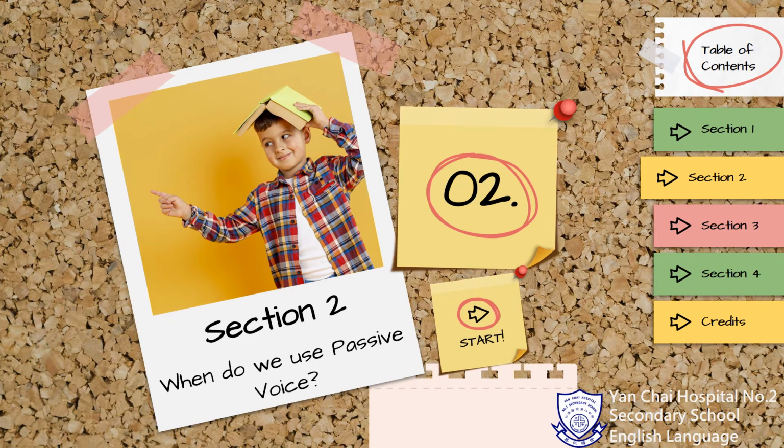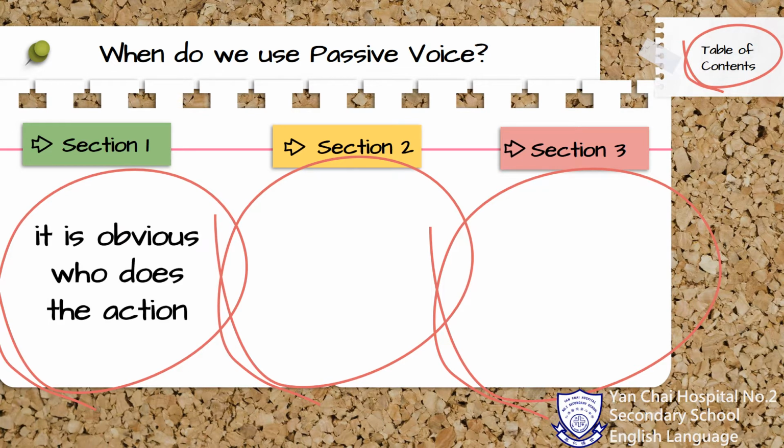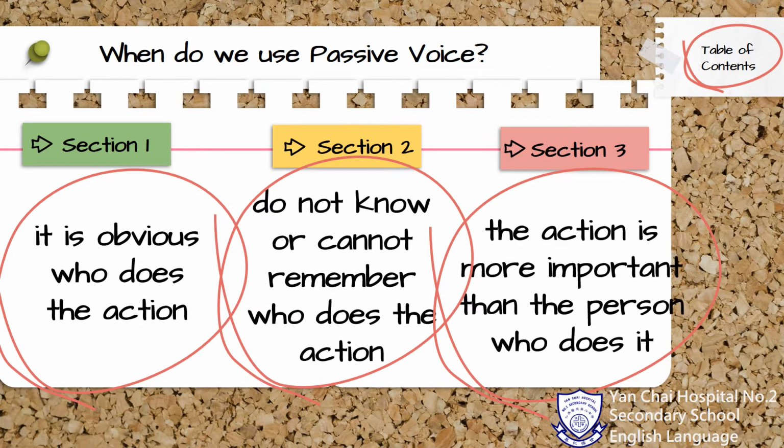So let's move on to talk about when we use passive voice. There are three situations in which we use passive voice. First, it is obvious who does the action. The second one, we do not know or cannot remember who does the action. Number three, the action is more important than the person who does it.